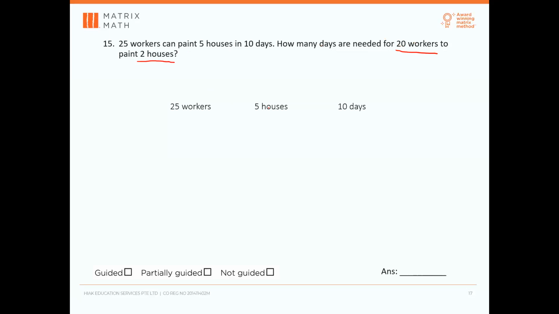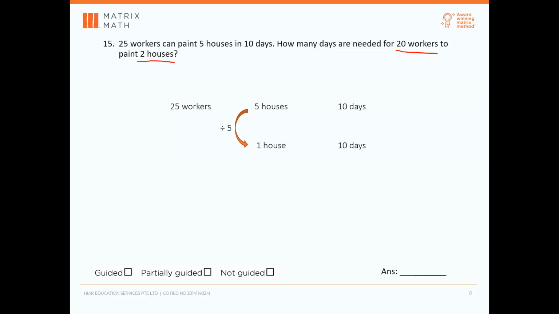So let's change the number of houses, and you can change the number of days. You can also choose to change the number of workers. Let's say I decide to make number of days the same. Now, for 5 houses, I can't get 2 houses straight away. I need to find 1 house first. So to find 1 house, I'll divide by 5, right? So the amount of work to be done is actually lesser.